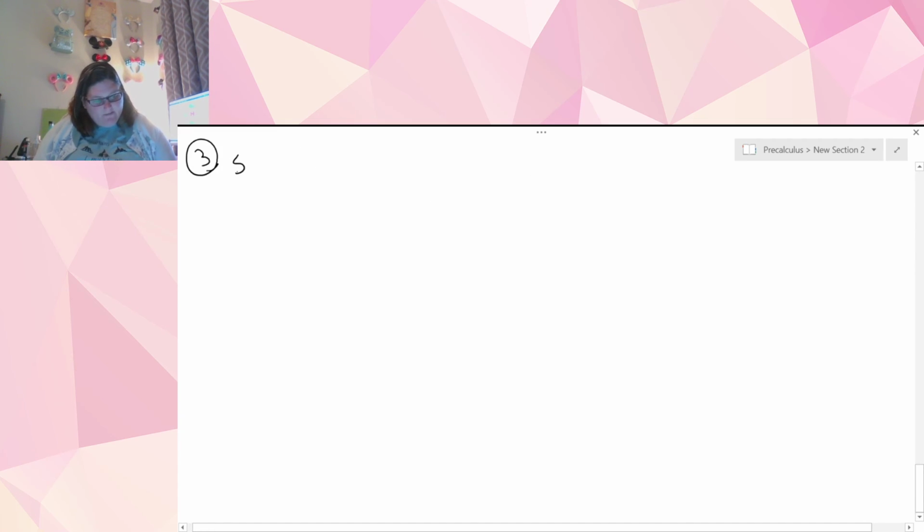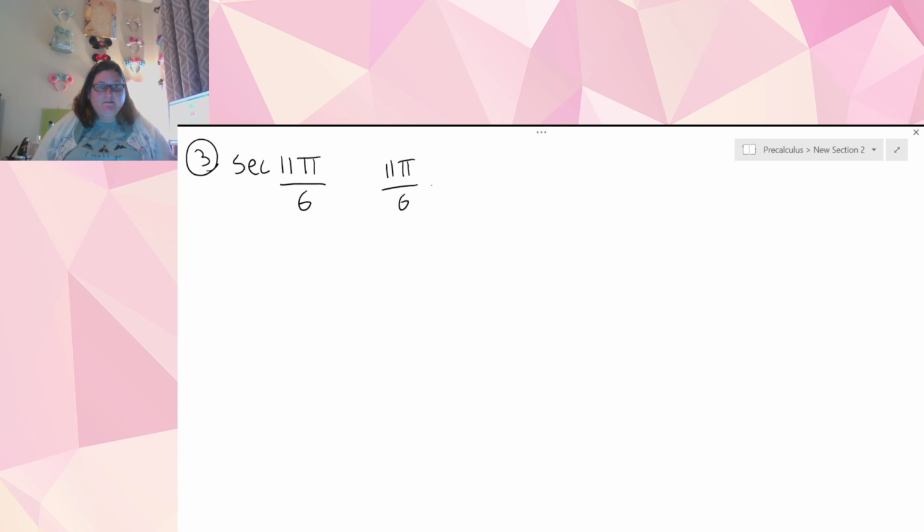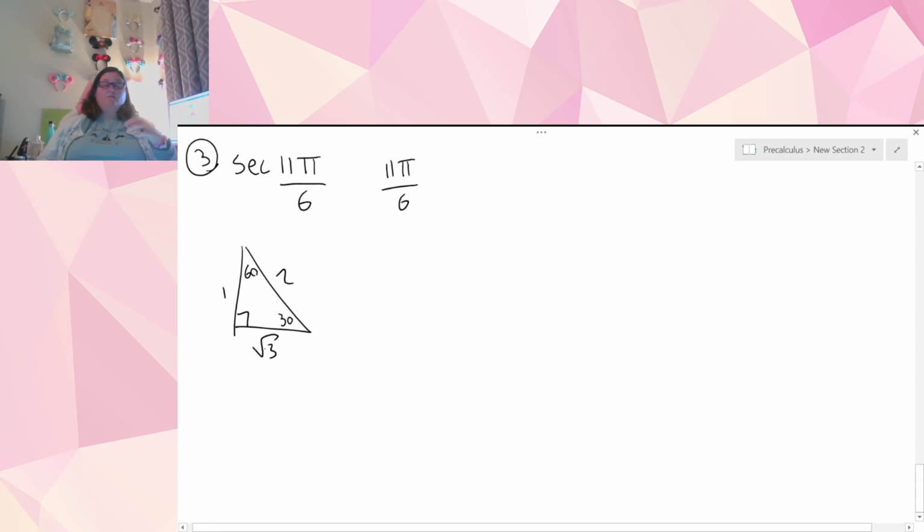So next one, we have secant of 11 pi over 6. So I'm going to take 11 pi over 6 and change it into degrees so I know where it's located. I already know my reference angle is going to be 30 degrees because it's over 6. So the reference angle isn't the question. I know what triangle I'm using to calculate my trig function. It's where it's located on the coordinate grid.